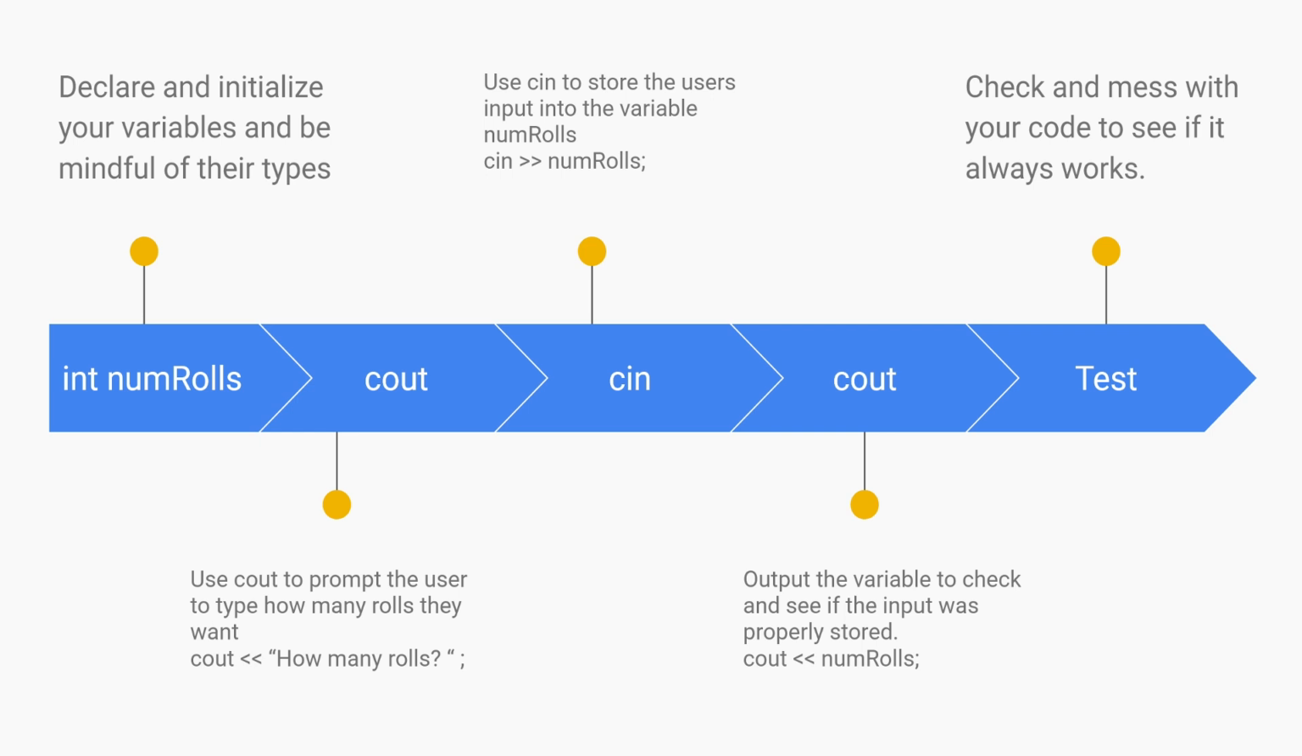Then you would do Cout to output the variable to check to see what input was placed in there and if it was properly stored. Then at the end you can test and see if your code is working, and maybe you can input other variables and values and stuff like that to see if it'll break or so on.